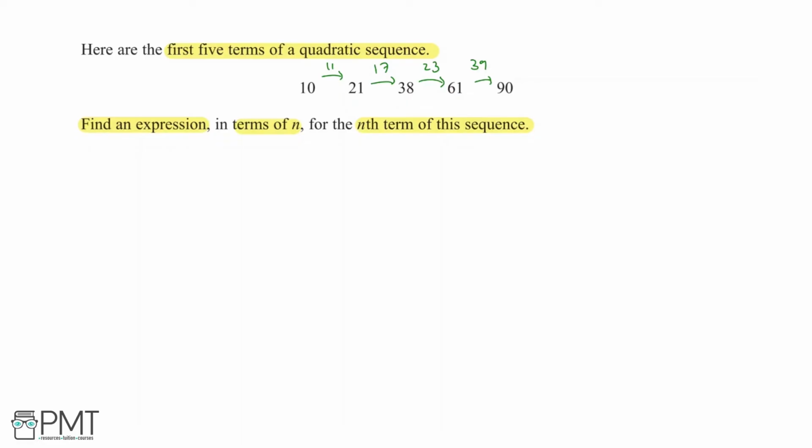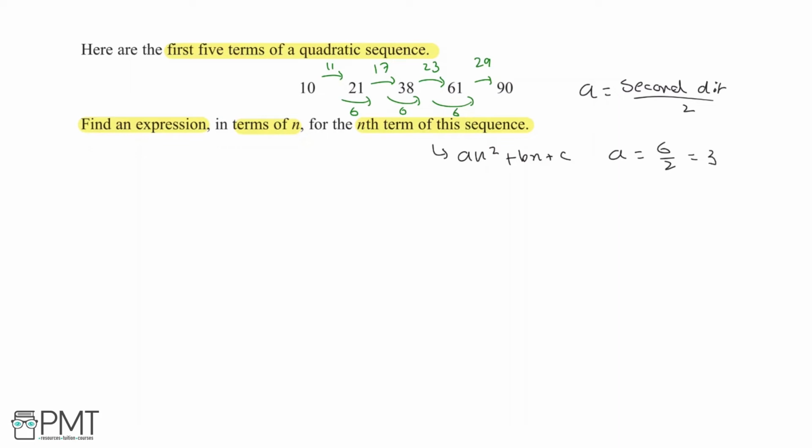Now we're going to find the differences between the differences. So 11 to 17 is 6. 11 to 23 is 6. Sorry, this one is 29, not 39. And then 23 to 29 is also 6. So if we're giving our nth term as an squared plus bn plus c, because it's quadratic, a is going to be the second difference divided by 2. This is a rule. So A equals 6 over 2, which equals 3.